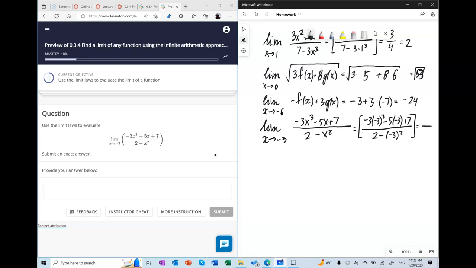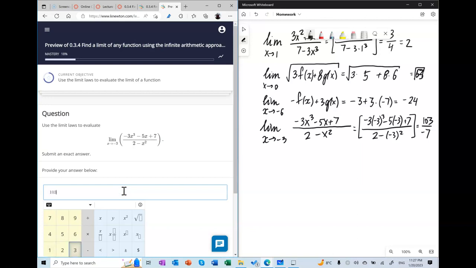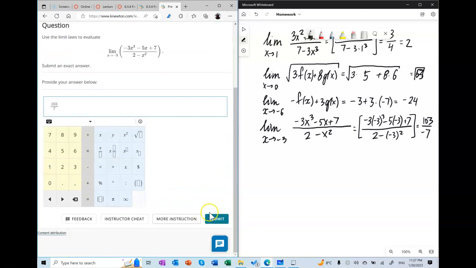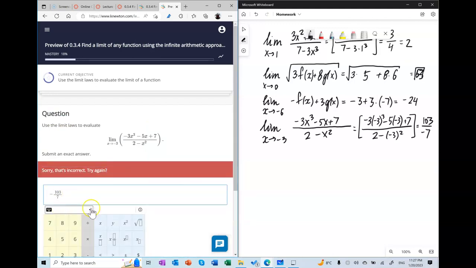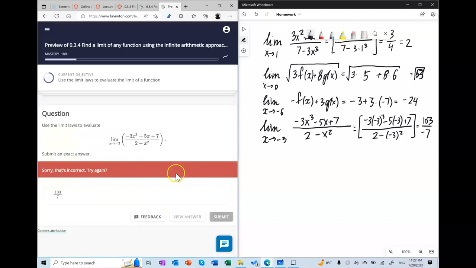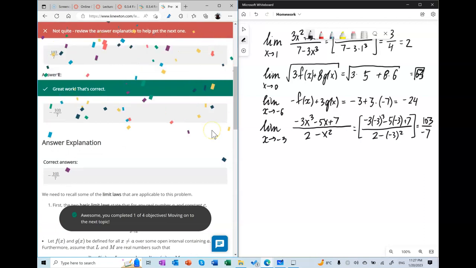So in the denominator we have -7, and in the numerator we have 81 plus 15, 96. 96 plus 7 is 103. And of course it's negative, and I hope I'm not making a mistake. We don't need any other setbacks, and this is right.